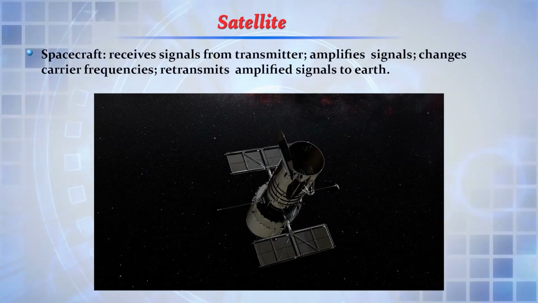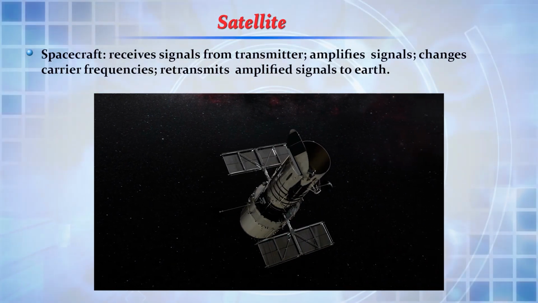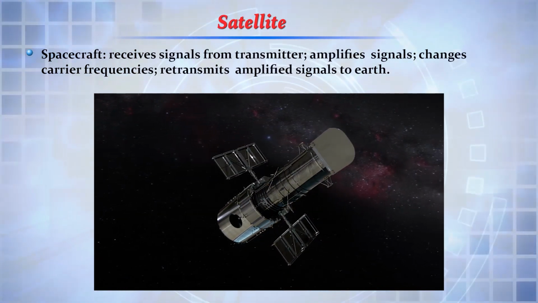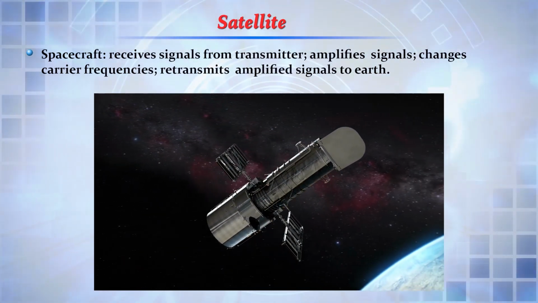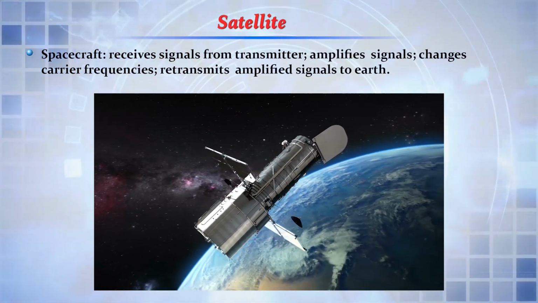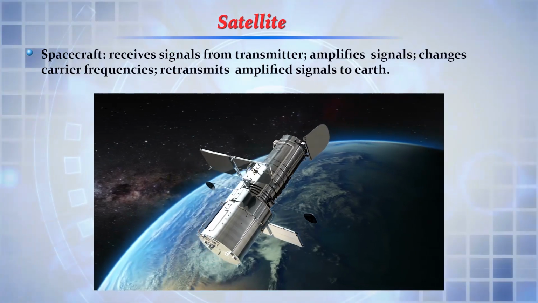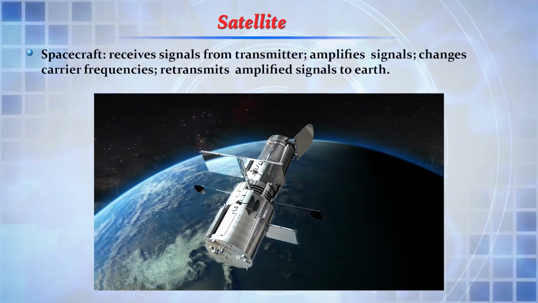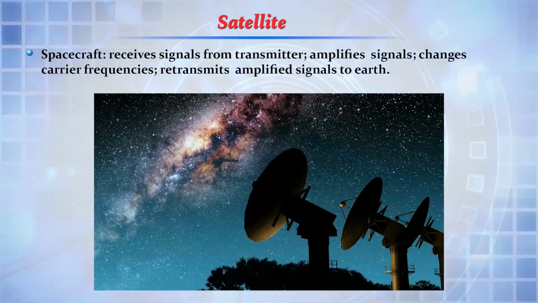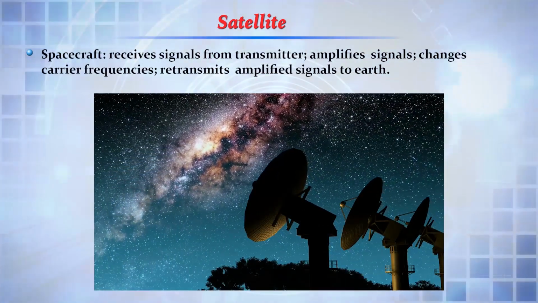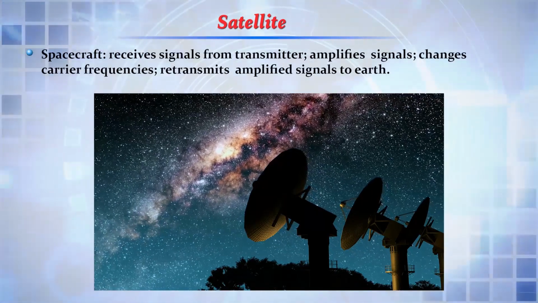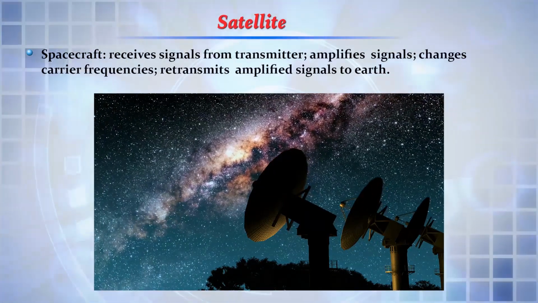So what is a satellite? A satellite is basically a spacecraft which is launched for receiving signals from the transmitter, and it amplifies the signals and changes their frequencies automatically, and it retransmits the amplified signals to the Earth. So from Earth it gets transmitted to the satellite, satellite retransmits to the Earth back, and there can be different transponders which can carry these channels, which is called terrestrial transmission.